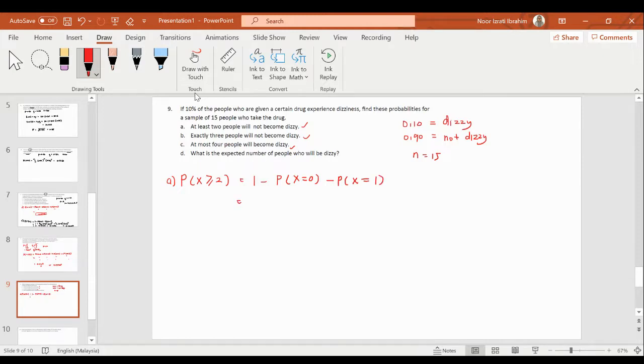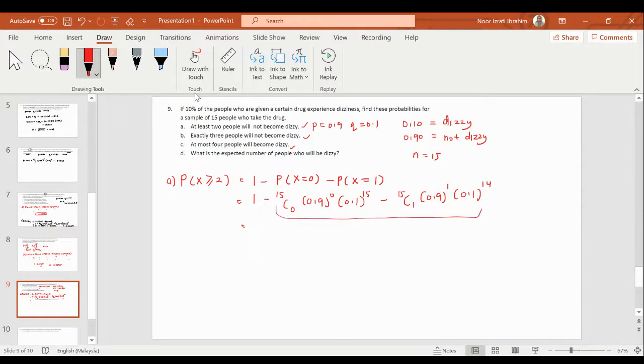And to find the probability for this, you have to set the P as not dizzy, which is 0.9, and the Q as dizzy, 0.1, because the success is not dizzy. Okay, so 15 C 0 multiplied with 0.9 to the power of 0 multiplied with 0.1 to the power of 15, and for x equals 1, it will be 15 C 1 multiplied with 0.9 to the power of 1 multiplied with 0.1 to the power of 14, and you should get the total answer here.